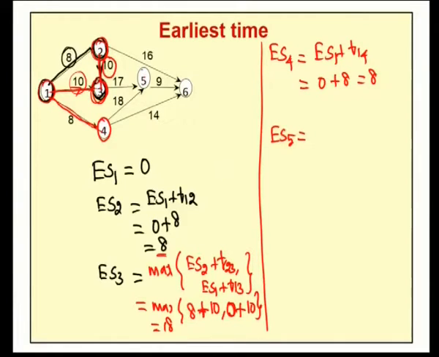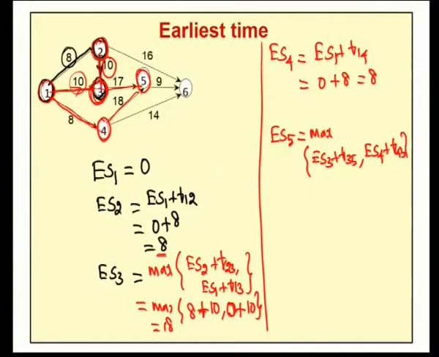Next, for the node 5, we have to compute the earliest starting time, which is ES5. For node 5, there are two incoming activities. One is from node 3 to 5, another one is from node 4 to 5. Therefore, ES5 is the maximum value of ES3 plus T35 and ES4 plus T45.